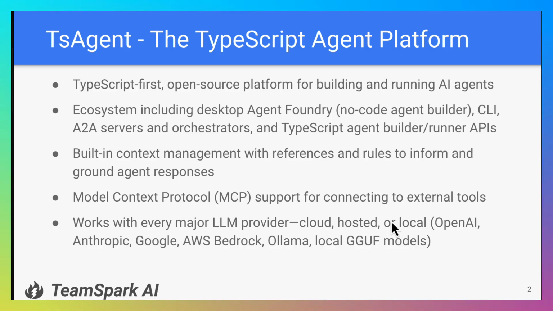So it's our TypeScript open source platform for building and running agents. It's a whole ecosystem of different packages, including an Agent Foundry desktop application that you can use to build no-code agents, a CLI, some A-to-A servers and orchestrators, and our TypeScript agent builder and runner APIs. So everything I'm going to show you is demonstrated via our desktop app. You can also do it via CLI, or you can do it directly by calling APIs and embedding in your own applications.